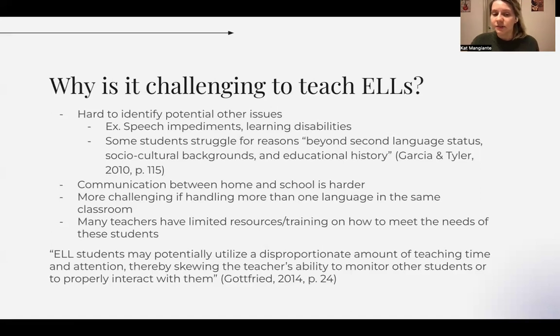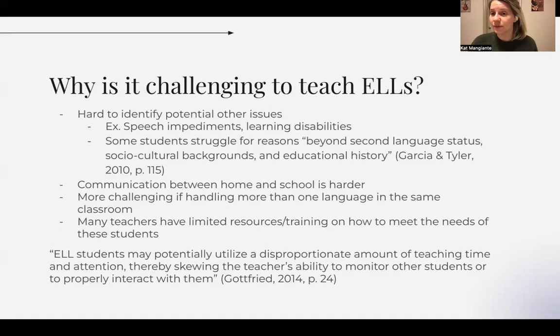And finally, ELLs may proportionally utilize a disproportionate amount of teaching time. They may need more of that teacher time, and they would skew the teacher's ability to monitor other students or to properly interact with them. So that could be a negative downside to general education students being in an ELL classroom. That could be hard for those students.